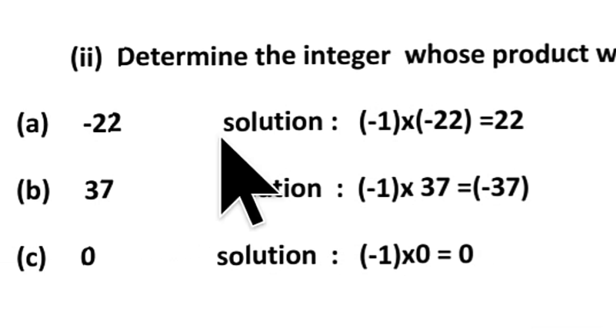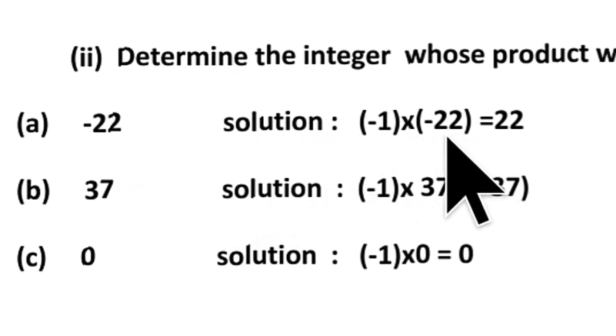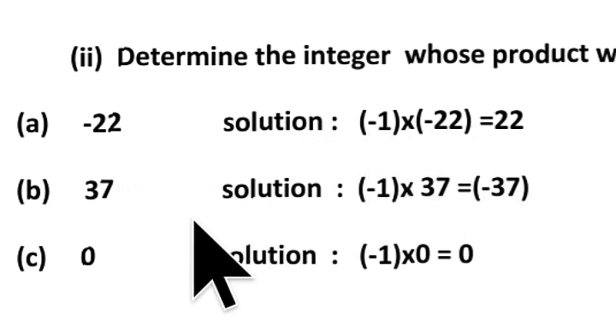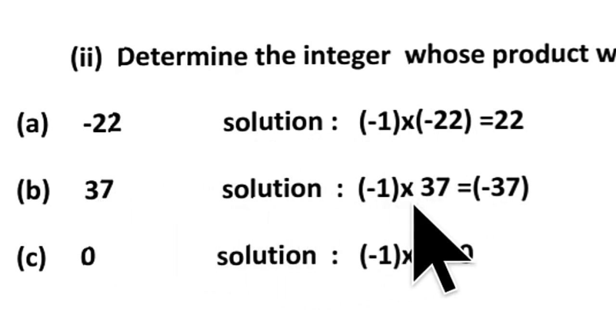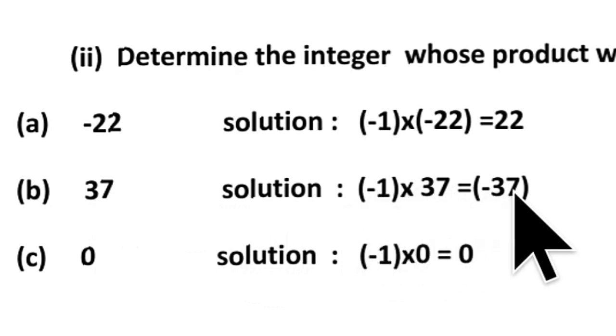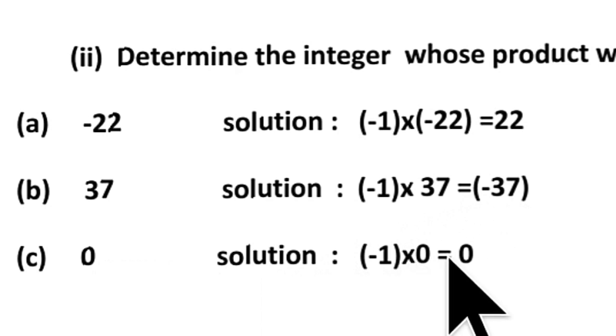First number is minus 22. So solution is minus 1 into minus 22. 22 ones are 22, and minus minus becomes plus. So plus 22. Next is 37. Solution is minus 1 into 37. So 37 ones are 37, and minus plus will be minus. So minus 37. And 0, minus 1 into 0. Any number multiplied by 0 is always 0. So answer will be 0.